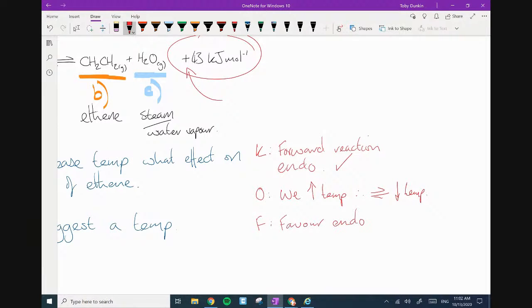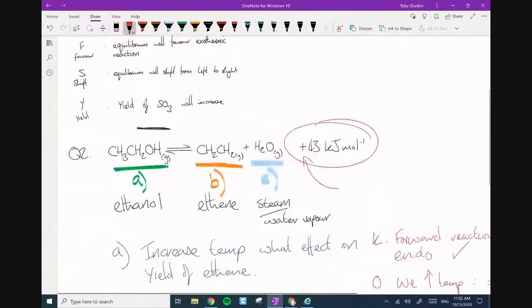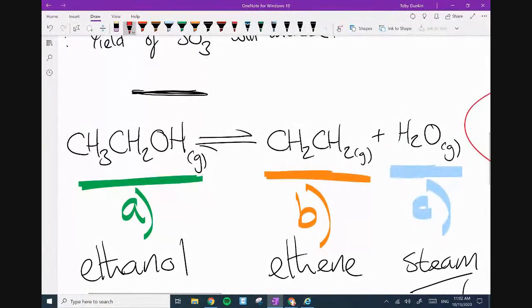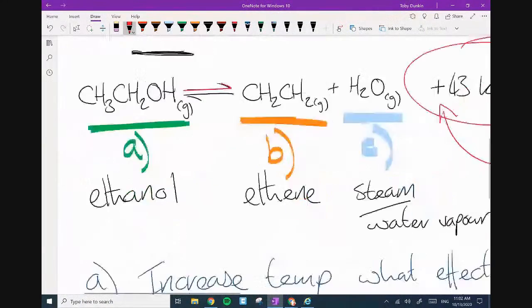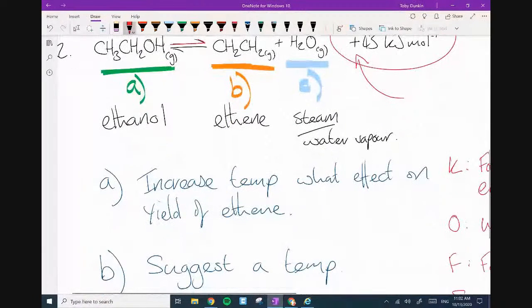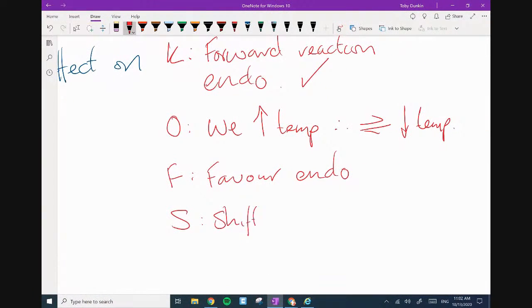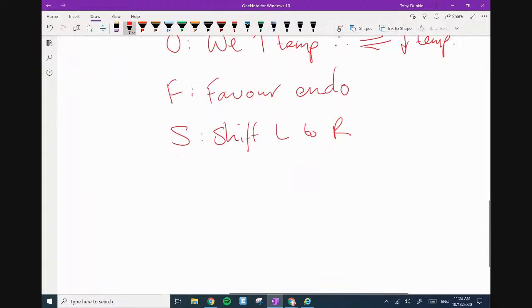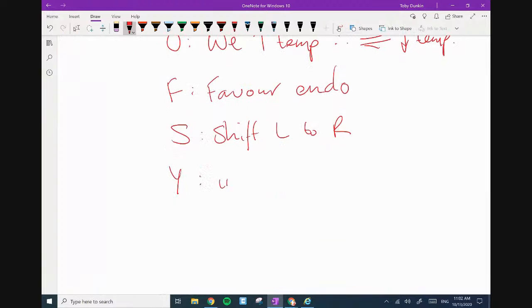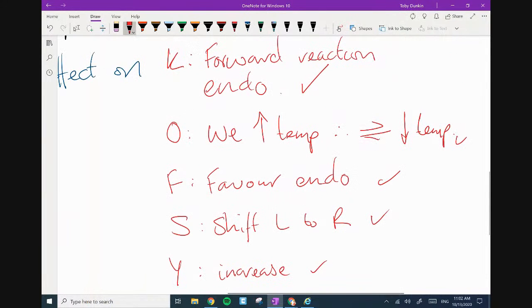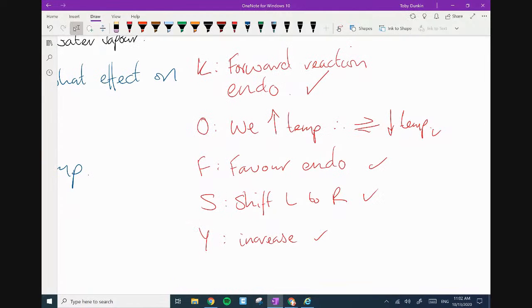Favor endo. Shift. Right, so if it's favoring the endo, it's going in that direction. So it's going to shift from left to right. Shift left to right. Is that what he said? Shift L to R. I'm cheating here. Shift left to right. Yeah. Yield increases. Love it. Well done, Shazza. Full marks. Outstanding.